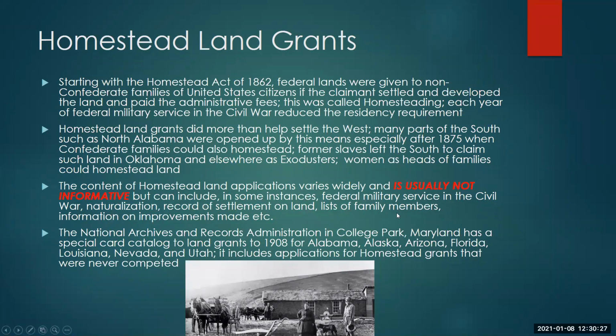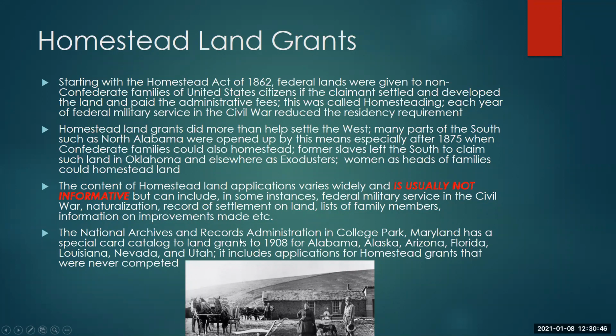I've lived here, we've been living here 8 years. Here's all the things I did to the land. We came here with 4 kids. Now we've got 6, and here are their names and ages, etc. But you can find any sort of miscellaneous information in a homestead land application.